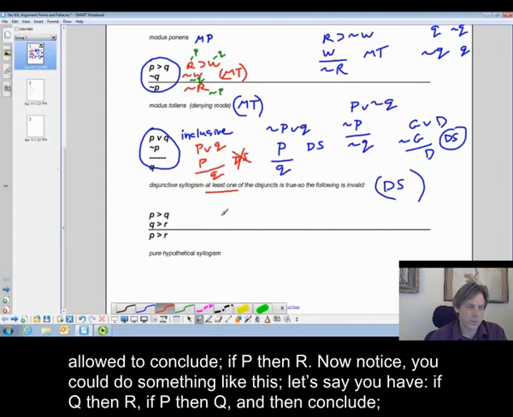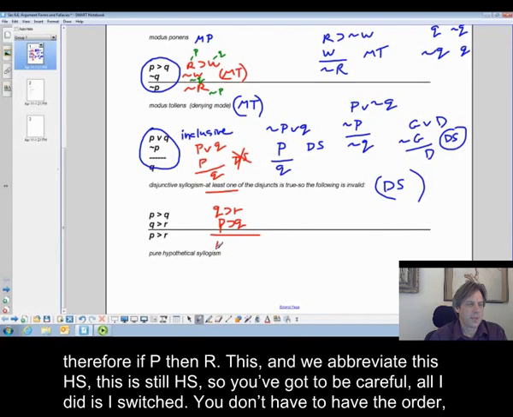Now notice you could do something like this. Let's say you have if Q, then R. If P, then Q, and then conclude, therefore, if P, then R. We abbreviate this HS, and this is still HS, okay? So you've got to be careful.